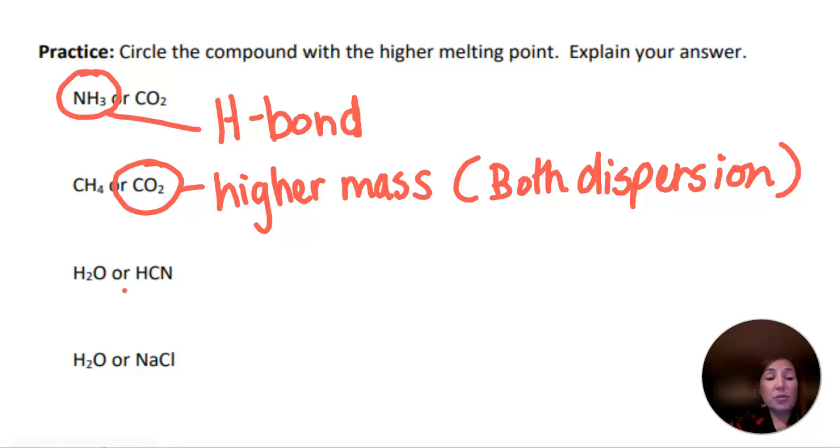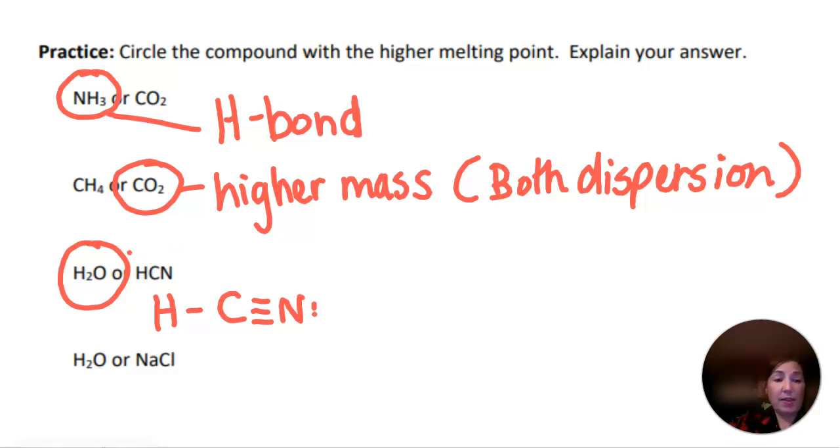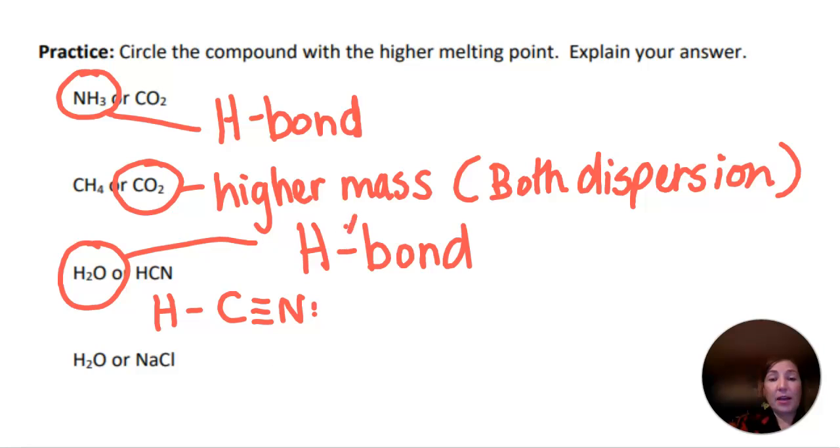Now we've got H2O versus HCN. Well, H2O can hydrogen bond. There's no hydrogen bonding when H bonds to C and then C bonds to N. There's no bond between the N and the H, so no hydrogen bonding there. So H2O is going to win with the hydrogen bonding ability. I'm going to put my air quotes back in there because remember, it's not a bond at all.